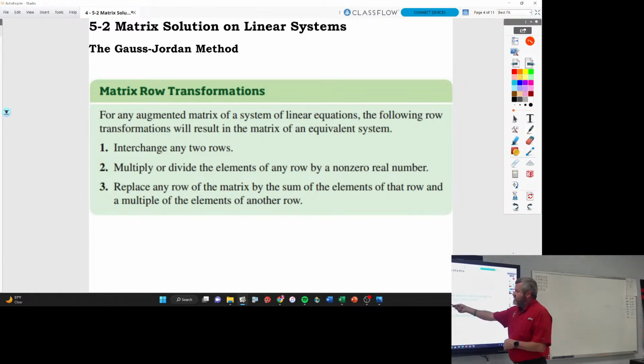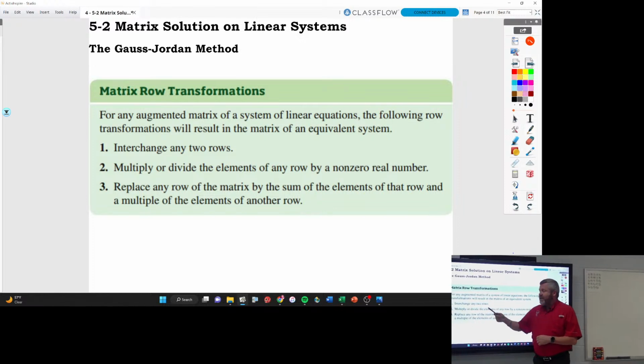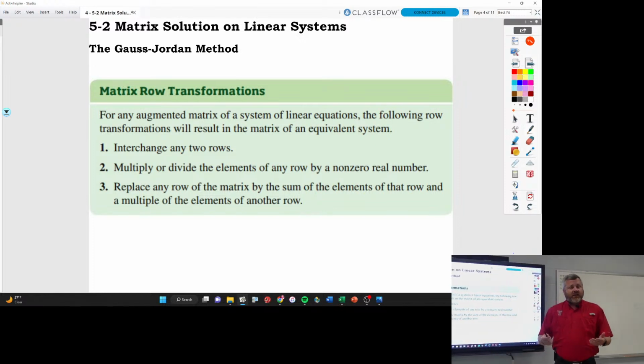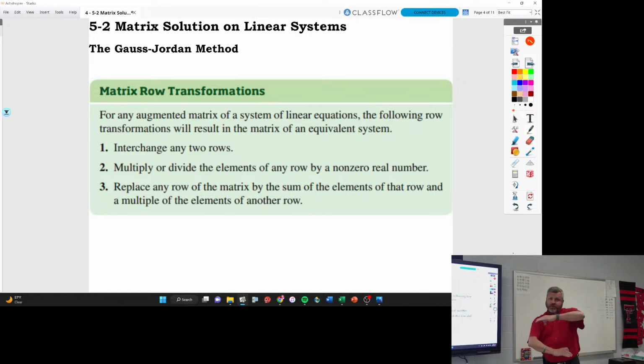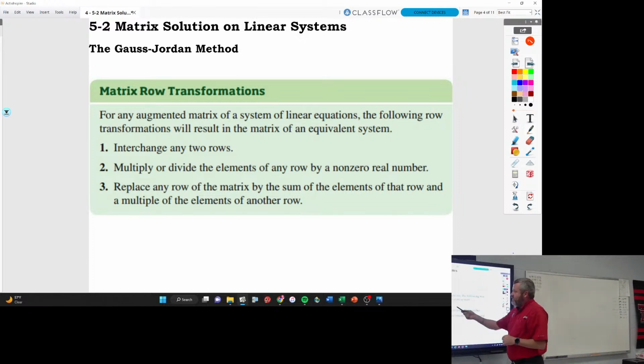So rule number 1 says if I'm dealing with an augmented matrix, I can interchange rows. So if I don't like the order of the rows, I want to rearrange it, just flip them. It's no big deal. Take one row, make it row 2. Take row 2, make it row 1. Take row 3, make it row 1. It doesn't matter. So that's rule number 1.